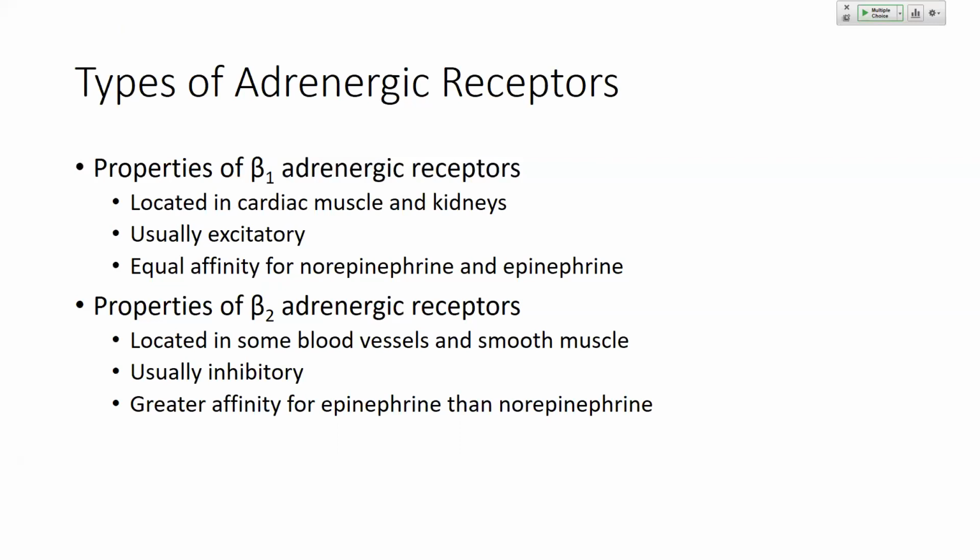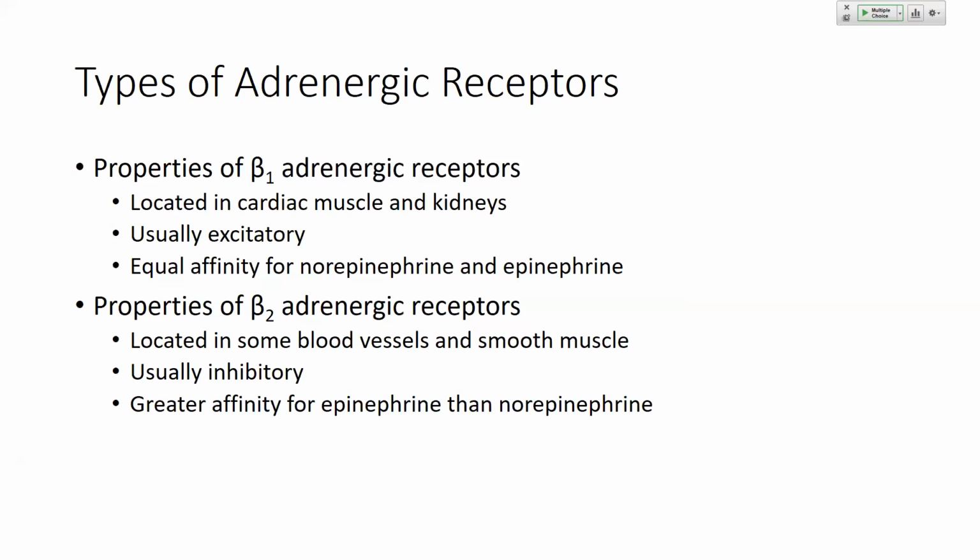What did we say was the case for alpha 1? So we just talked about that. What did we say was the affinity? Which neurotransmitter had a higher affinity for alpha 1? Can you remember? For alphas, sorry, both alphas. Norepinephrine, good. So alpha receptors had a higher affinity for norepinephrine. Beta 1 receptors have an equal affinity for both.